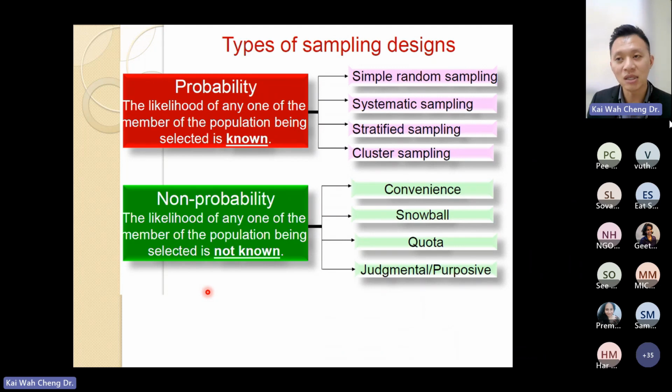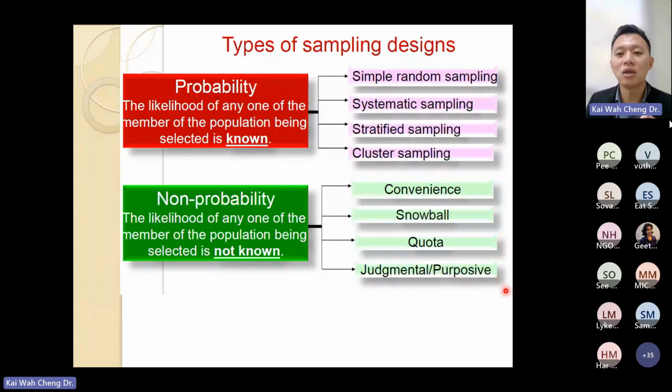That means you distribute the questionnaire through online methods, for example, social media such as Facebook, Instagram, Twitter, WhatsApp, or email, or Google Form. So you will use non-probability sampling technique. The examples are convenience sampling, snowball sampling, quota sampling, and finally, judgmental or purposive sampling method.